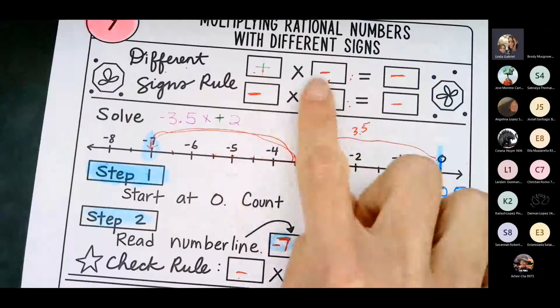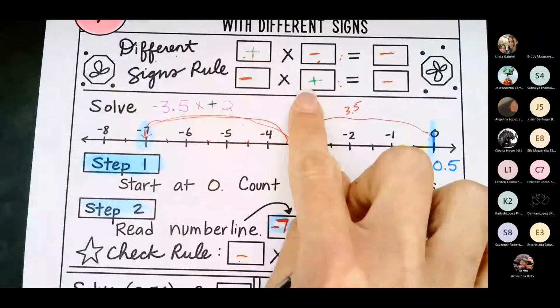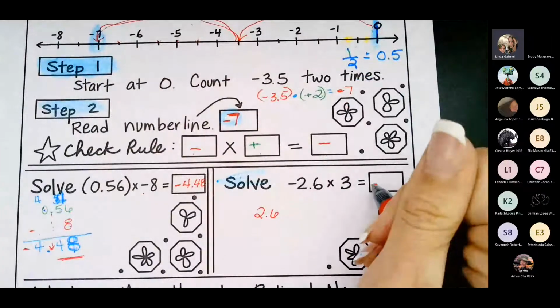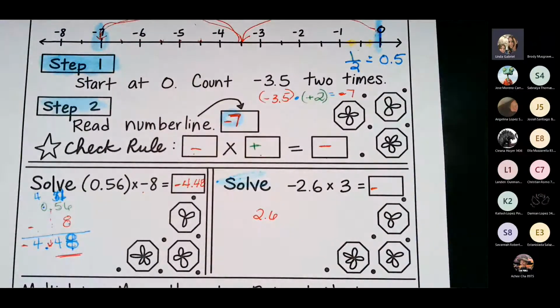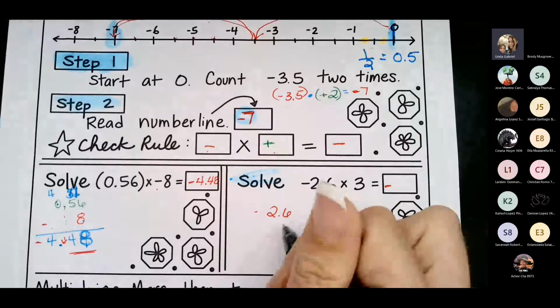right? Negative times a positive. It's going to give me a negative answer. So I know that it's going to be negative. So I can put my negative sign there now, so I don't forget it. Okay, so I have negative 2.6. I'm going to multiply that by positive 3.